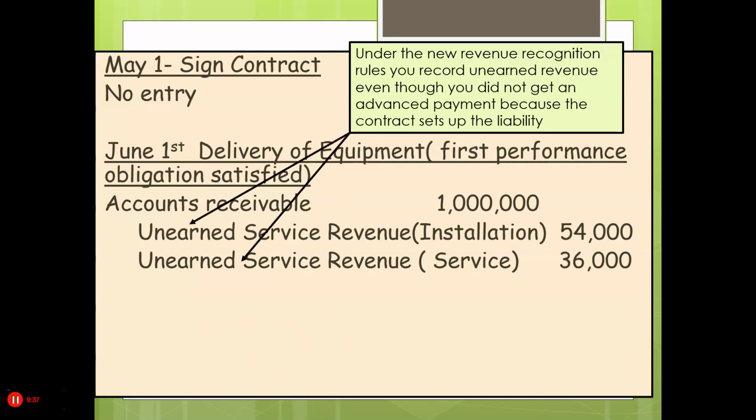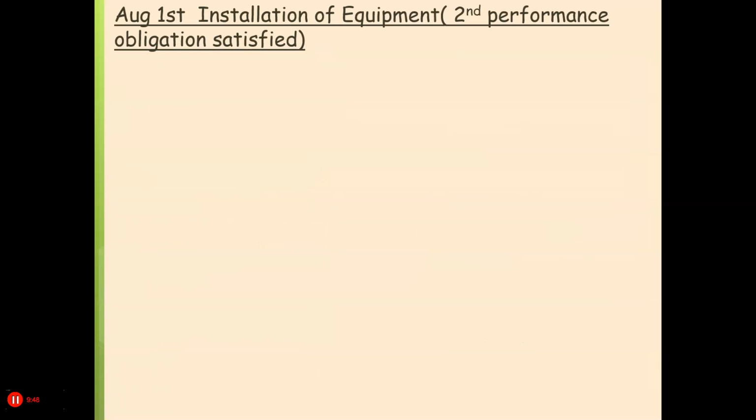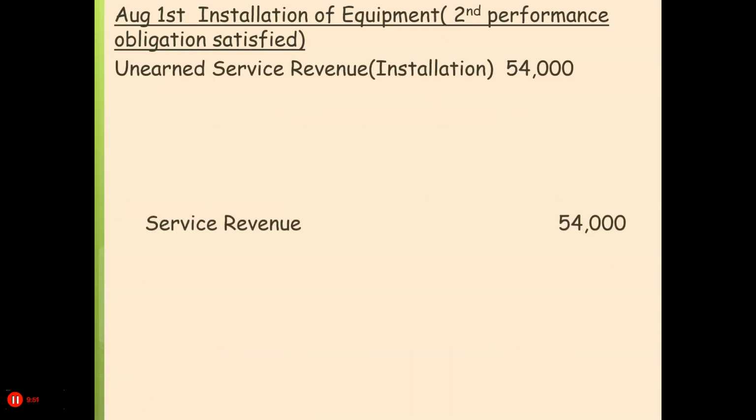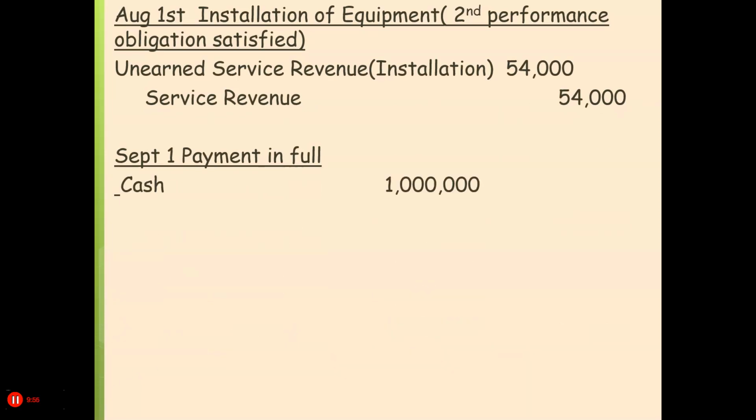And we can book our sales revenue just for the equipment, and of course when we do that, we want to make sure we book our cost of goods sold. Then the next thing we have to do is book our installation and recognize the revenue. Then we have to book our payment.